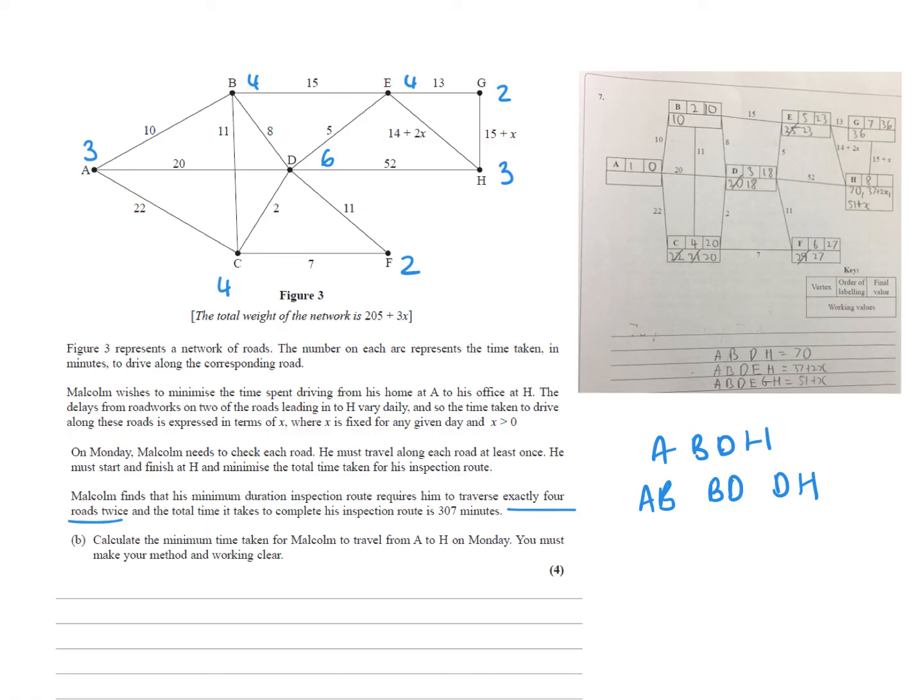It told us in the question. Remember what we were talking about, common sense. Read the question. This is really easy. 4 roads, so it's got to be this one. So it means that the total weight is 205 plus 3x. We've got to traverse 4 roads twice, so we just need to add on 37 plus x, and this is going to equal 307. Surely this is not 4 marks.